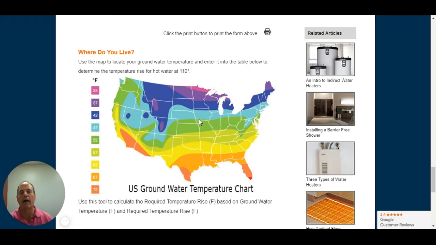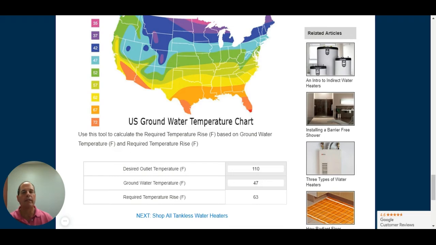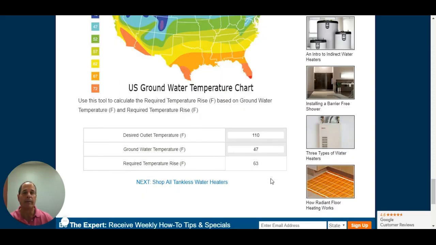So around Chicago, we're at 47 degrees. So with 47 degree groundwater temperature and our desired outlet temperature being 110, that'll give us a 63 degree temperature rise. That's what we're going to be looking for in our water heater: 4 gallons per minute at a 60 degree temperature rise.